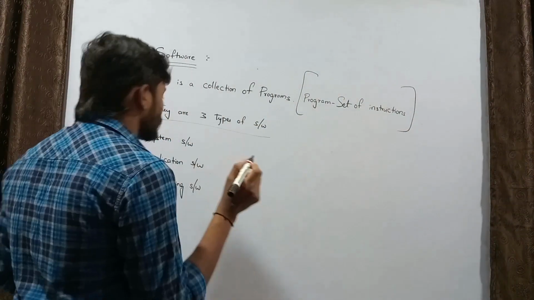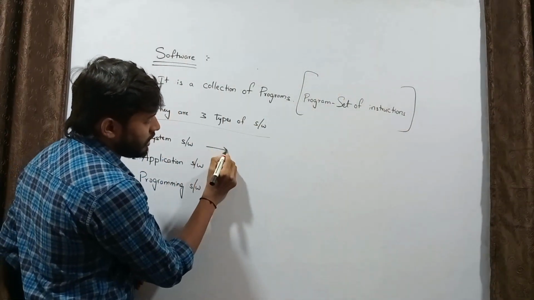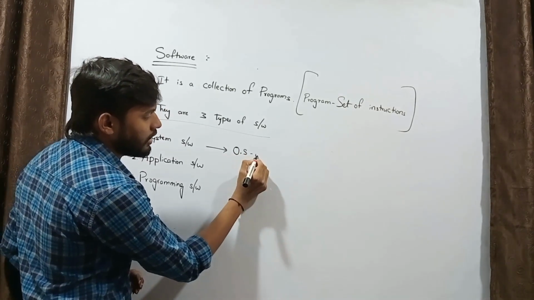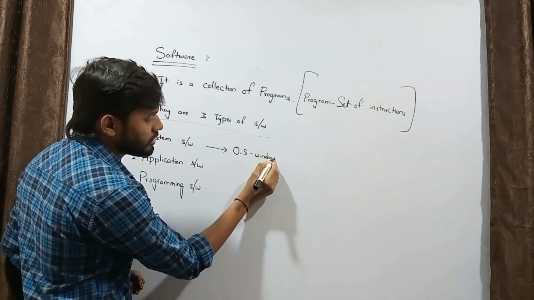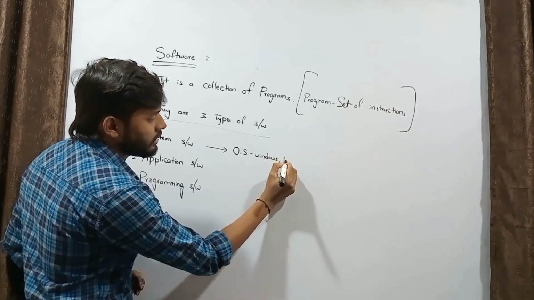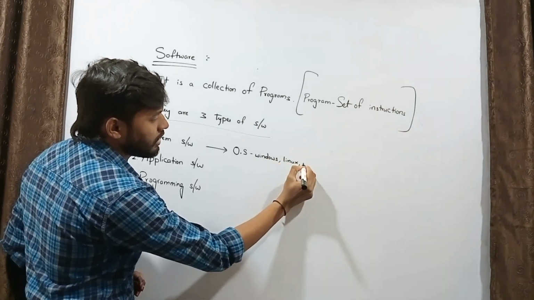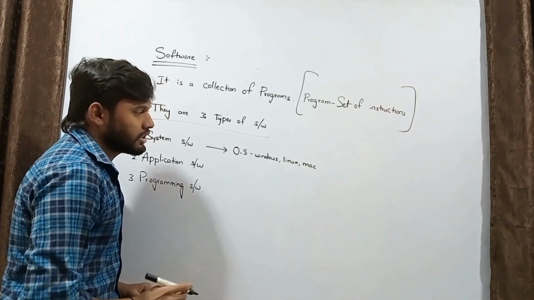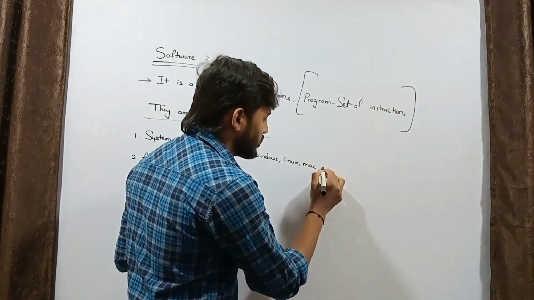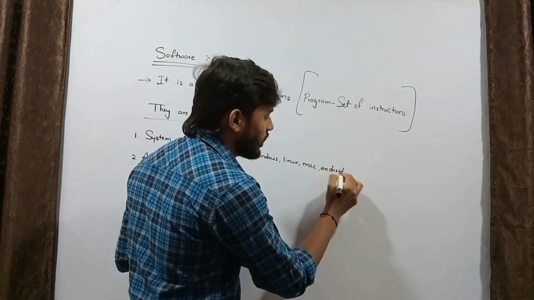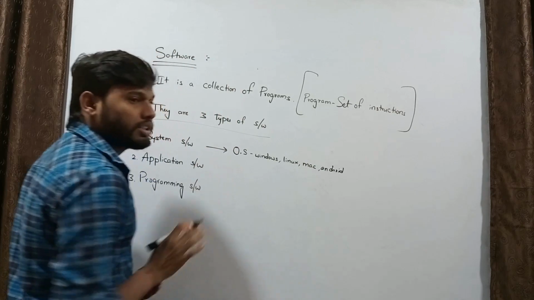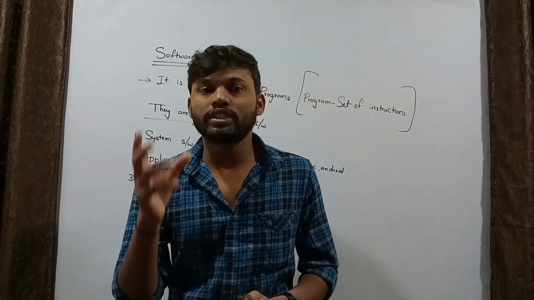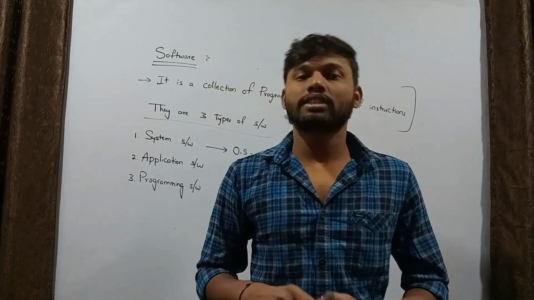So what about system software? Operating systems, like Windows, Linux and Mac. These all come under operating systems, and Android. Whatever we use on a mobile, these all come under system software only. Your mobile is a software device. Which type of software is it? It comes under system software.